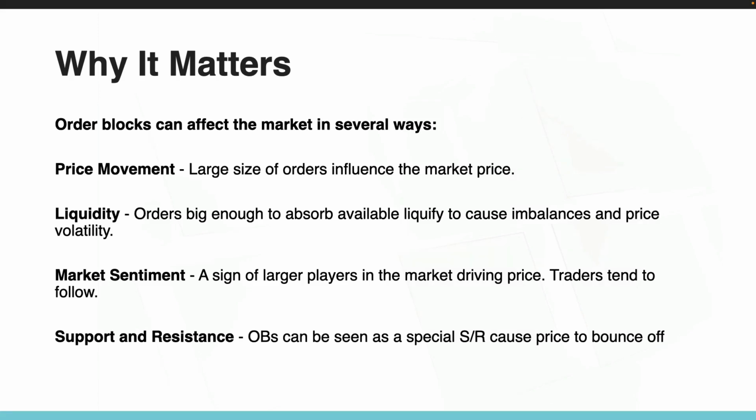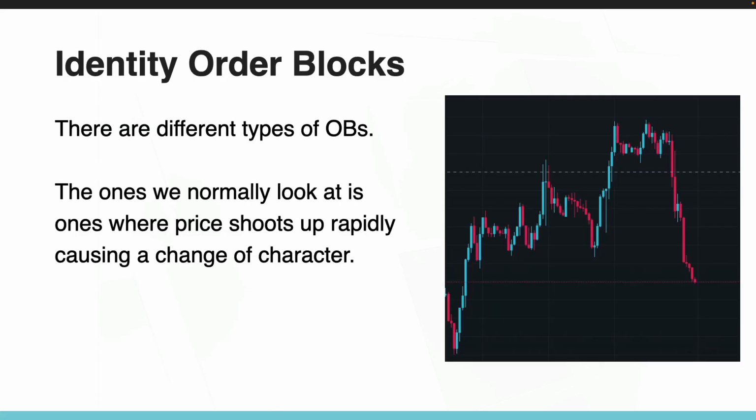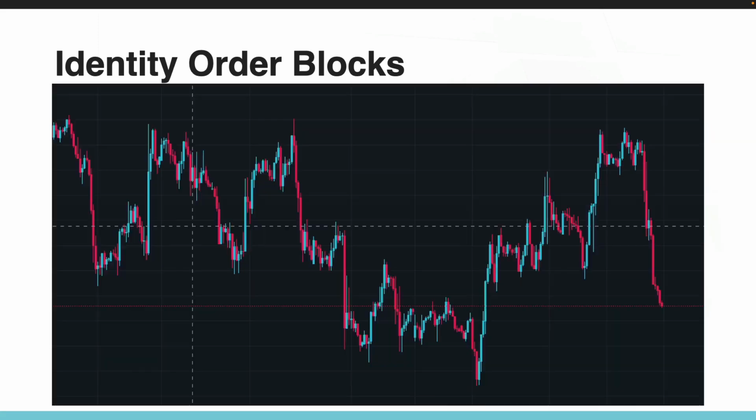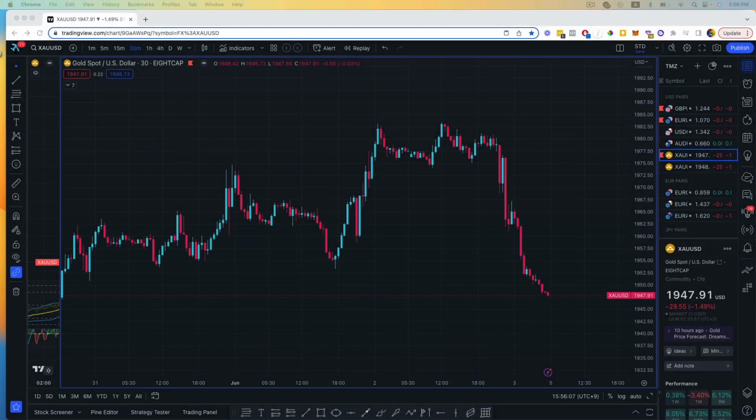And lastly, we have support and resistance. Basically, order blocks can be seen as special support and resistance levels, causing price to bounce off or react upon. And I'll give you an example of that. So, identifying order blocks: there are different types of order blocks, and the one that's easiest to spot is when there is a rapid price movement in the opposite direction, causing an imbalance that causes a change of character.